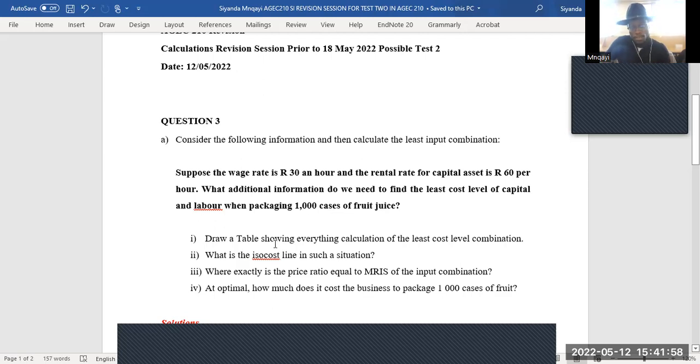We were asked to draw the table that shows everything: we will have labor, the change in labor, the capital and also the change in capital, because the marginal rate of input substitution means there should be a change in labor over the change in capital. They want to see the rate of change in two given variables, in this case labor and capital. So then you draw the table.